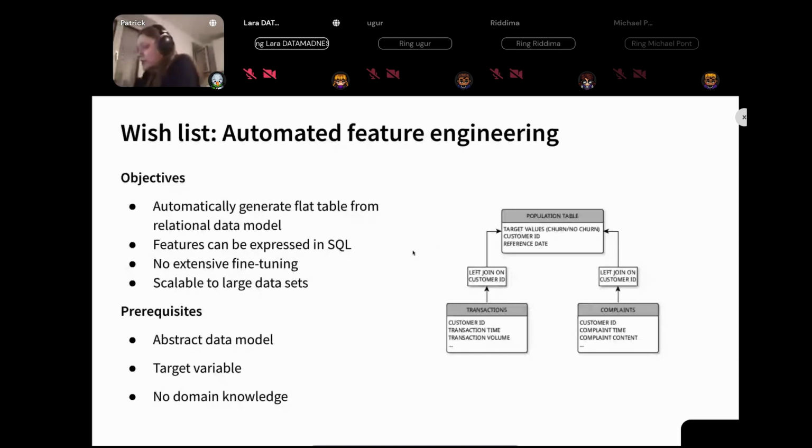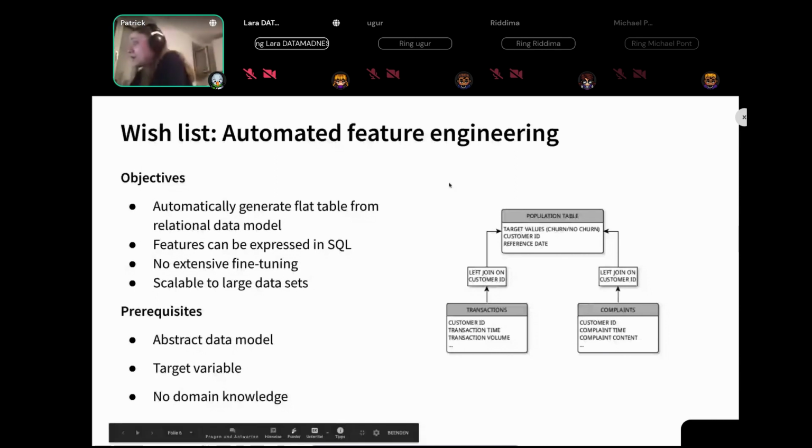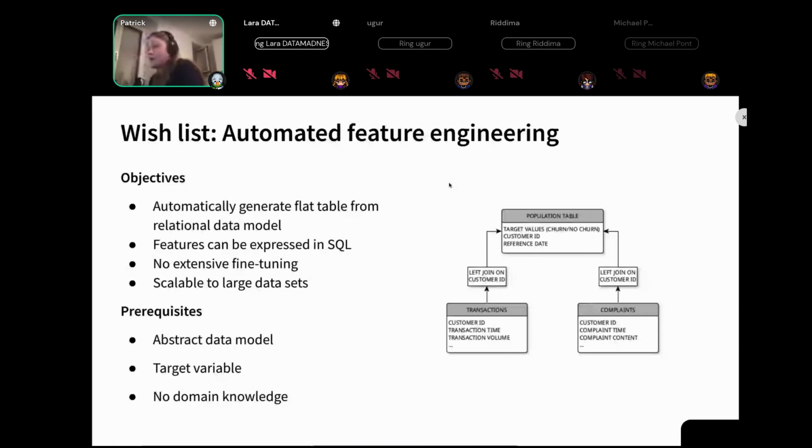So what are the prerequisites? What would we expect our users to provide us? Well, first of all, we would expect them to provide us with an abstract data model like this. The user would also clearly have to define a target variable. So the data scientist has to know what he or she wants to predict. But other than that, we do not require, and we shouldn't require, very extensive domain knowledge in automated feature engineering.